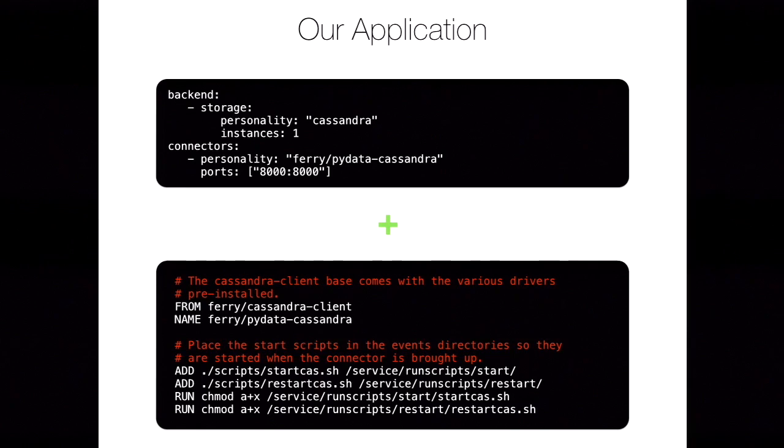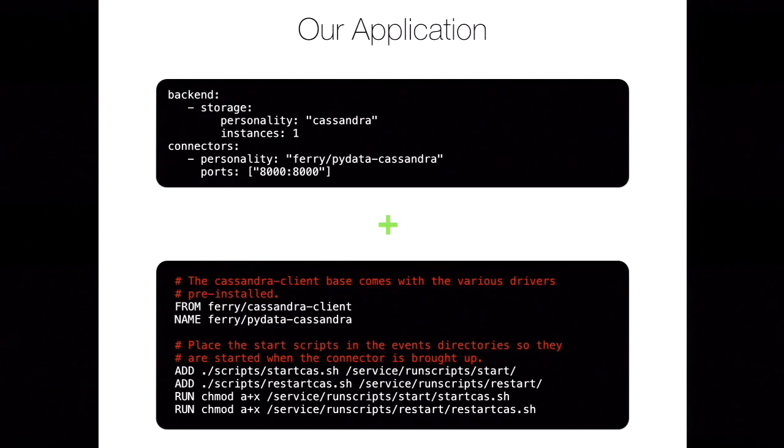She also wants a client. She's just going to call it the PyData Cassandra client to expose port 8000. She also needs to rejig her Dockerfile that she originally had, and it's not too different. The only differences are, one, that she needs to base it from the Ferry Cassandra client that makes sure that she has the right drivers installed. And there are some locations of some of these scripts that need to be moved so that they're started in the right order with respect to Cassandra. But it's really not too different from her original Dockerfile.